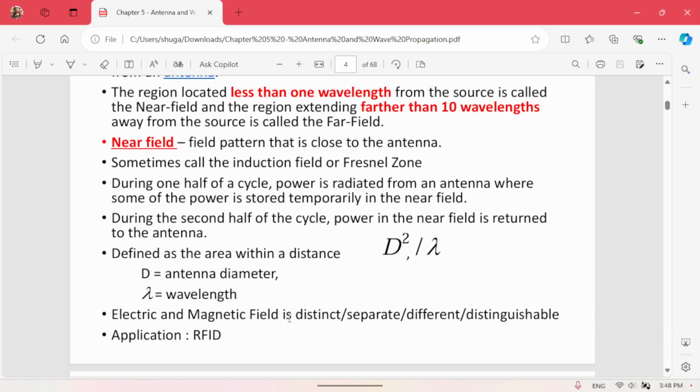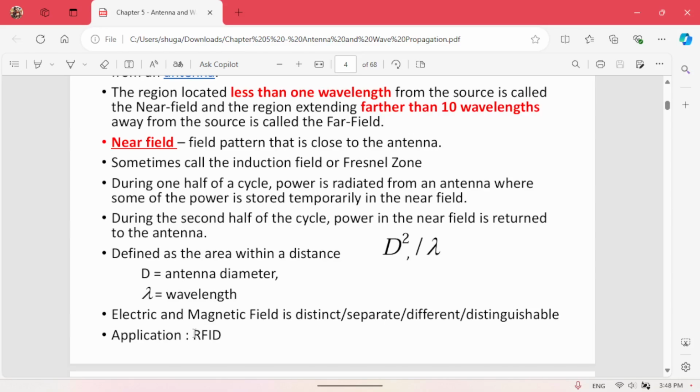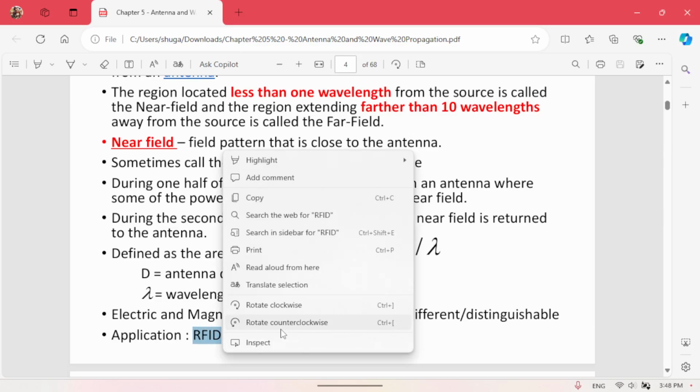Electric and magnetic fields are distinct, separate and distinguishable, and one of the applications for this is RFID. What is RFID? It is the key card you see in the hotels, in the apartment, in the parking space, all of those things use RFID.